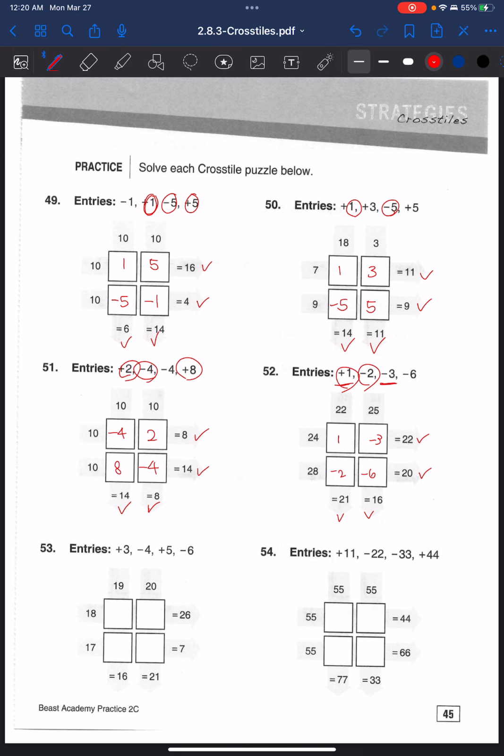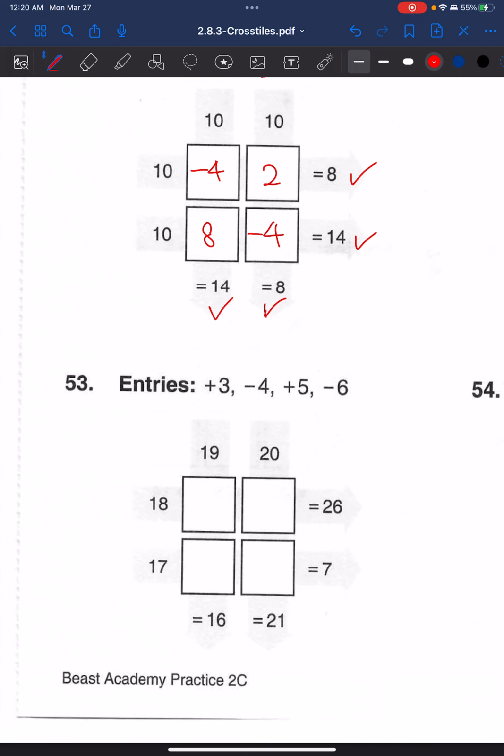Okay, so I'll be going over the solutions for question 53 and 54. And so for question number 53, the possible numbers that we can use are 3, negative 4, 5, and negative 6. And so we're going to look at the left column first. So to get from 19 to 16, we need to subtract 3. So we need a combination that gives us negative 3. And from here, the only combination that would work is negative 6 and 3.